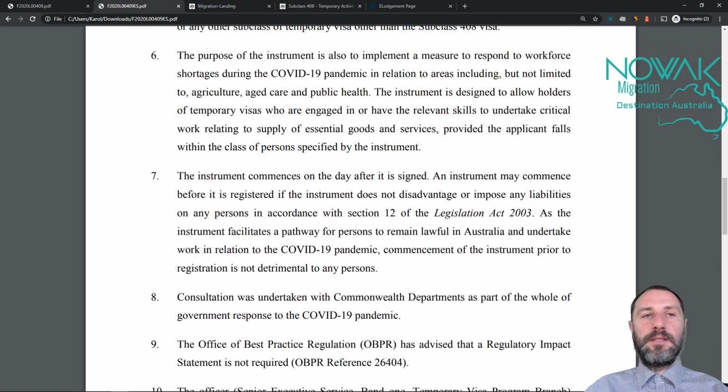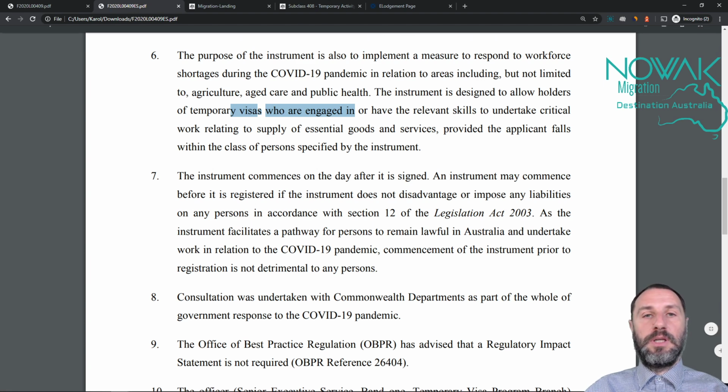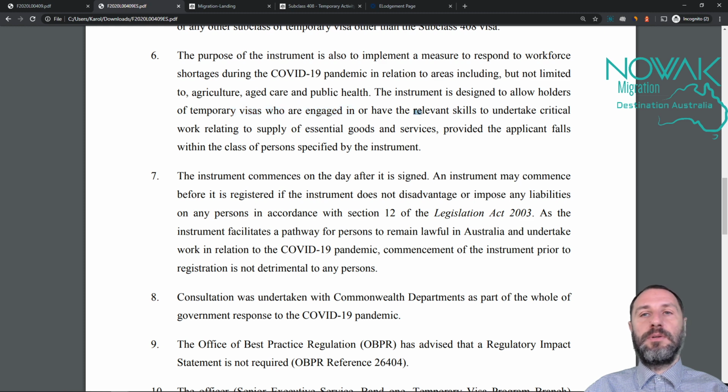Okay. But have a look over here. The purpose of the instrument is also to implement a measure to respond to workforce shortages during the COVID-19 pandemic in relation to areas including but not limited to agriculture, aged care, public health. The instrument is designed to allow holders of temporary visas who are engaged in, so those who have got the work rights, temporary visa with the work rights, or have the relevant skills to undertake critical work. So in theory, those who are on the visitor visas might have relevant skills to undertake critical work. Yes, no, yes, no, no, yes, I don't know. This is not clear over here.